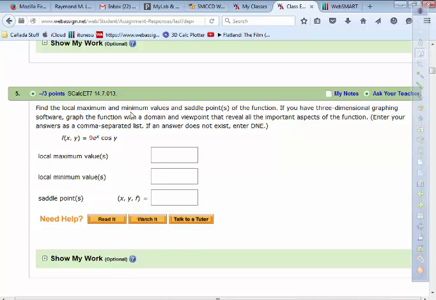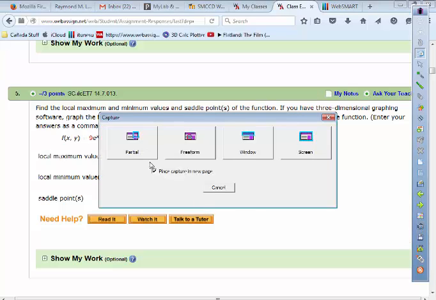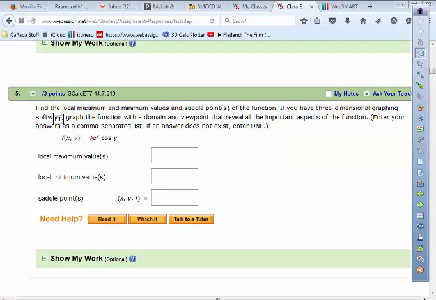Find the local max and min. If you have a 3D graphing software, graph the function with a viewpoint that reveals important aspects. Okay, well, let's try this one. This one is non-polynomial. It has an exponential function. It has a trig function.